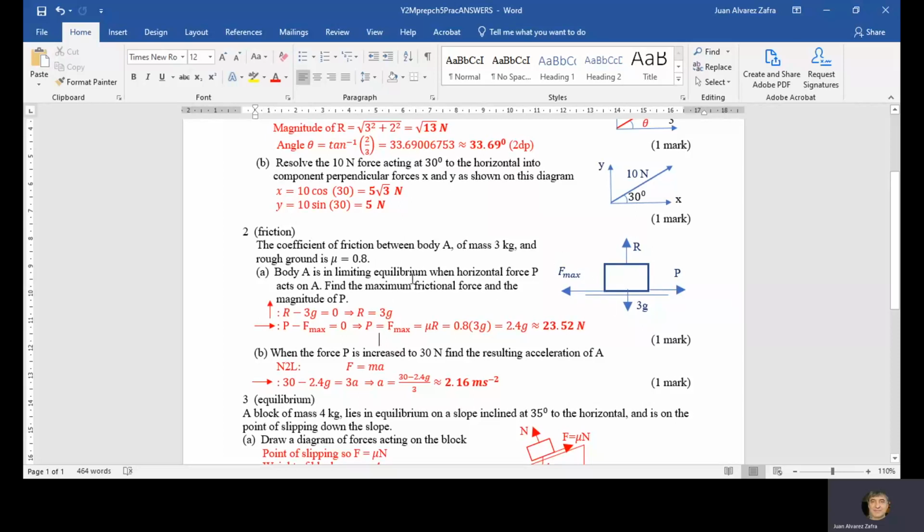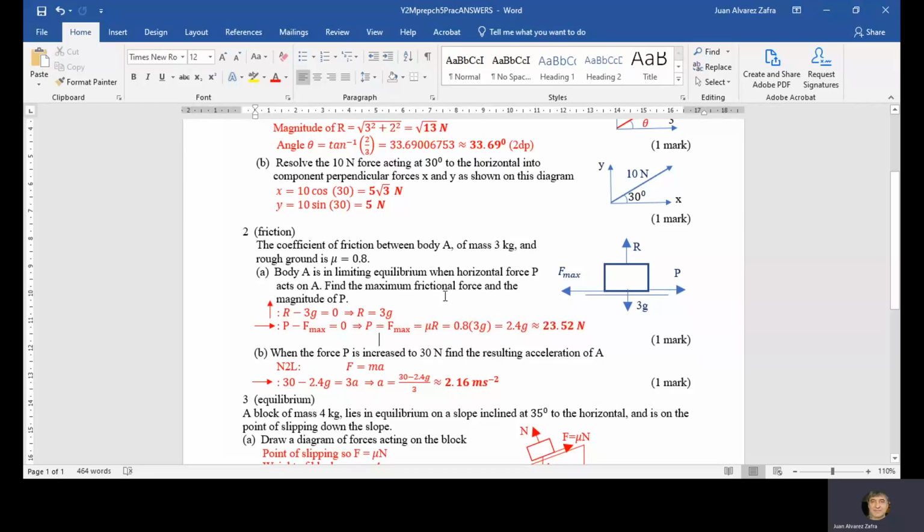Well, because it's in equilibrium, we know we can resolve in any direction and the resultant force will be 0. And of course, if we were doing moments, we could take moments about any point and the total turning effect would be 0. But in this case, we don't need moments because we're treating this as a particle. So if we resolve vertically, the only forces that have components vertically are R and 3G. So R minus 3G equals 0, and so R equals 3G. So that's nice and easy. And then if we resolve horizontally, P minus F equals 0, and so P equals F.